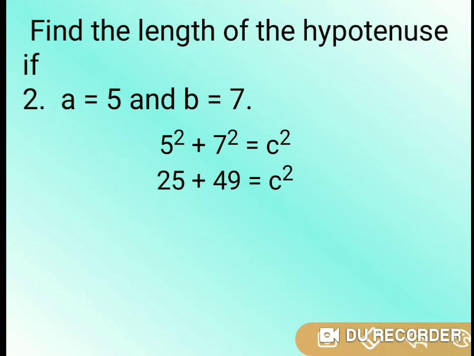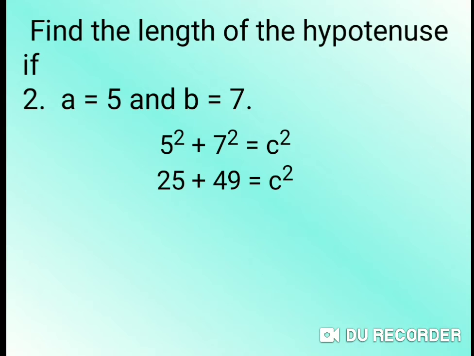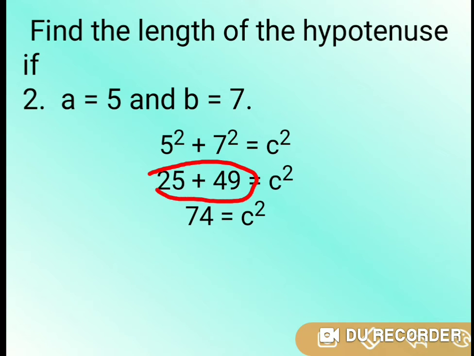5 square will become 25, 7 square will become 49, and c square will remain as c square in its place. Next, the sum of 25 and 49 will give me 74 on the left hand side, and on the right hand side c square will remain in its place. So as you can see, c square is equal to 74.